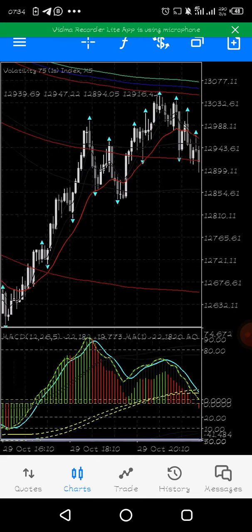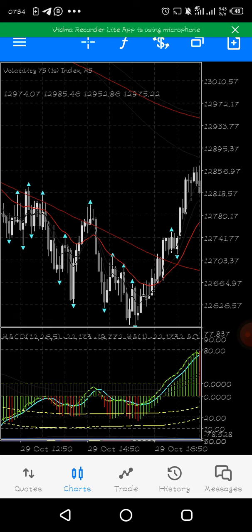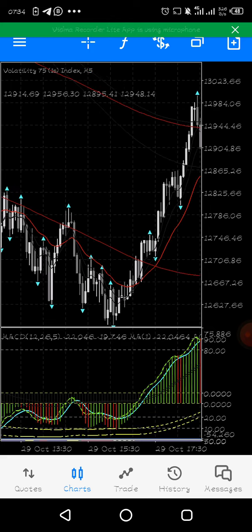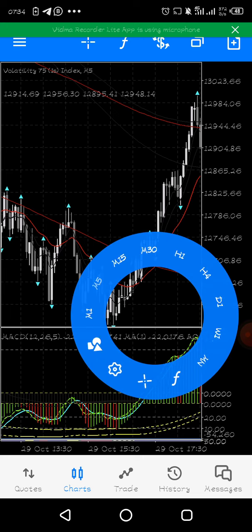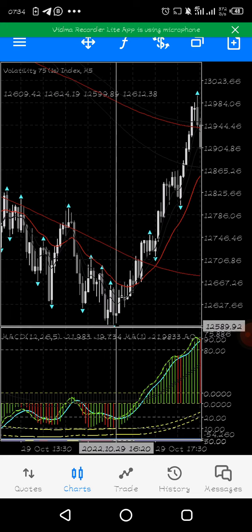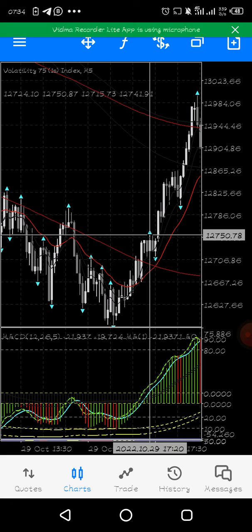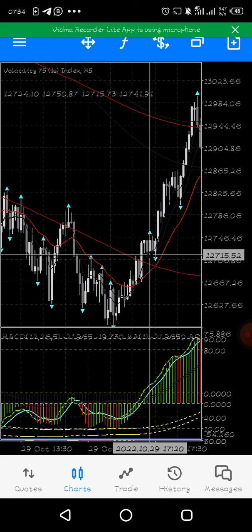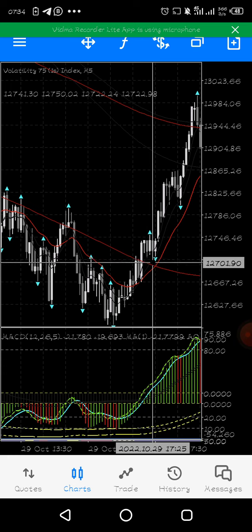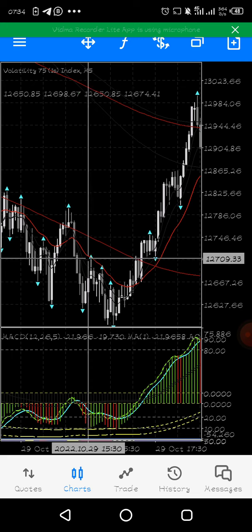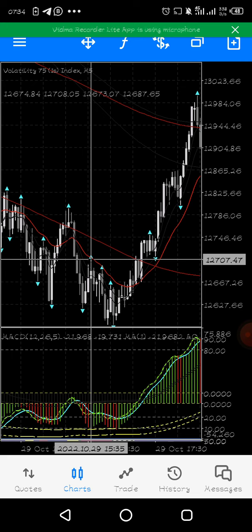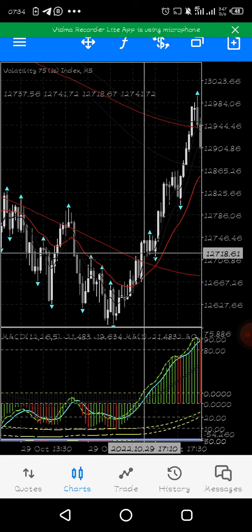If I zoom in, you can see this is a lower low, lower high. From here, we had another lower high. From here, we had another lower high before it comes down to the lower low. So from this lower low now, we have a higher high. Then we have a higher low. From here, you can see the higher low could not go beyond this previous level. So then it breaks out.